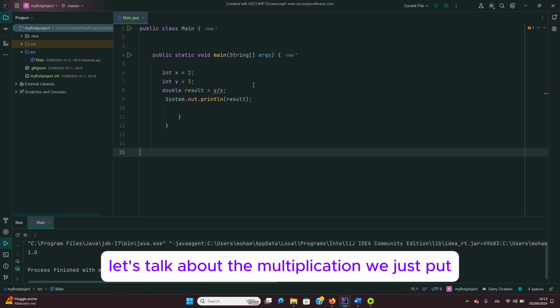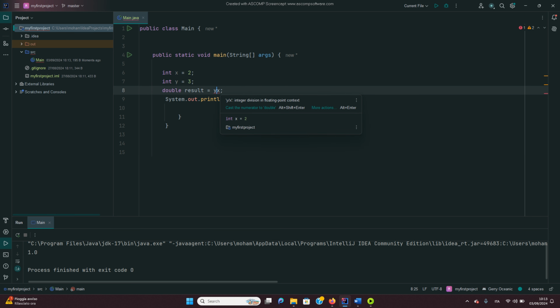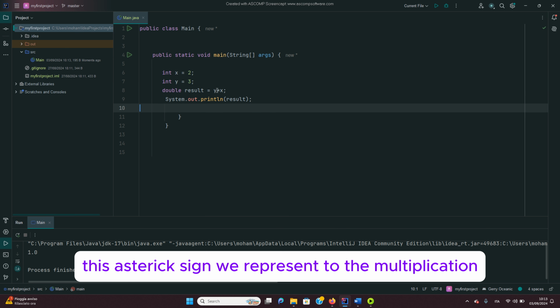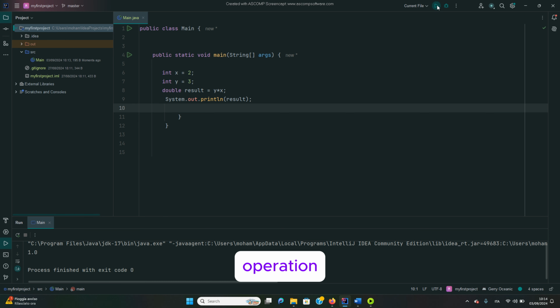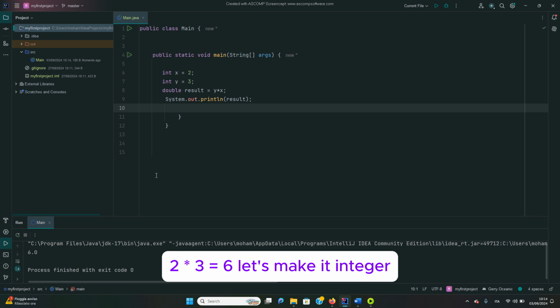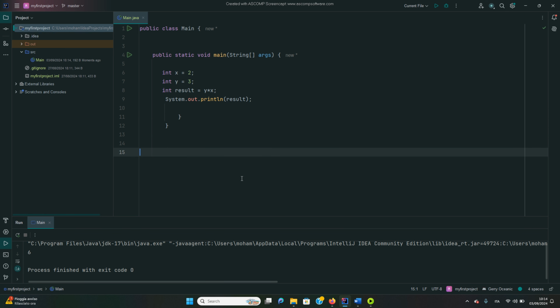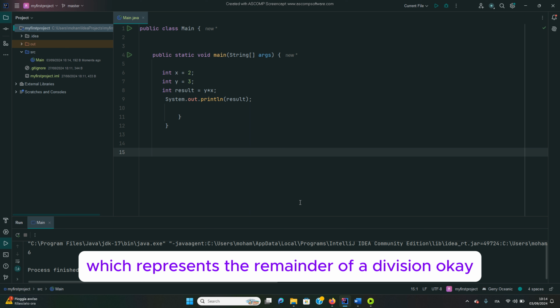Let's talk about the multiplication. We just put this asterisk sign here, as you can see, to represent the multiplication operation. 2 times 3 equals 6. Let's make it in integer. Yes. Then we have the modulus operation, which represents the remainder of a division.